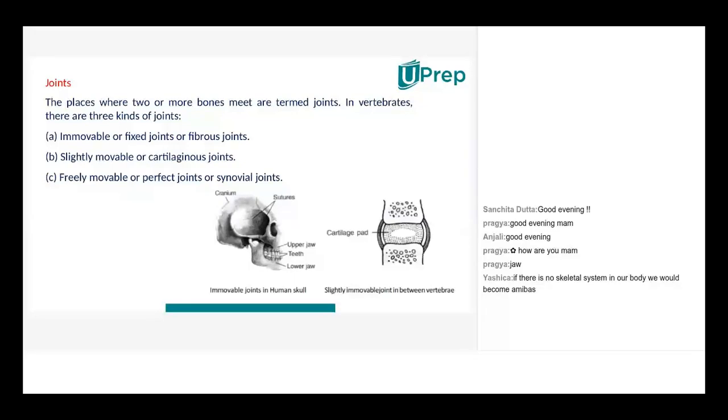Immovable can be the shoulder. No, not really. Immovable, matlab these joints just do not move. They are completely fixed. Like the skull, ma'am. Like the skull, very good. The skull joint is totally fixed. None of the joints move. Very good.